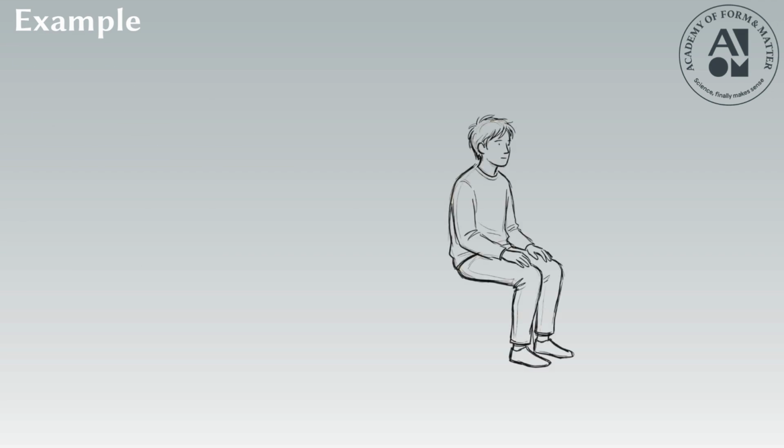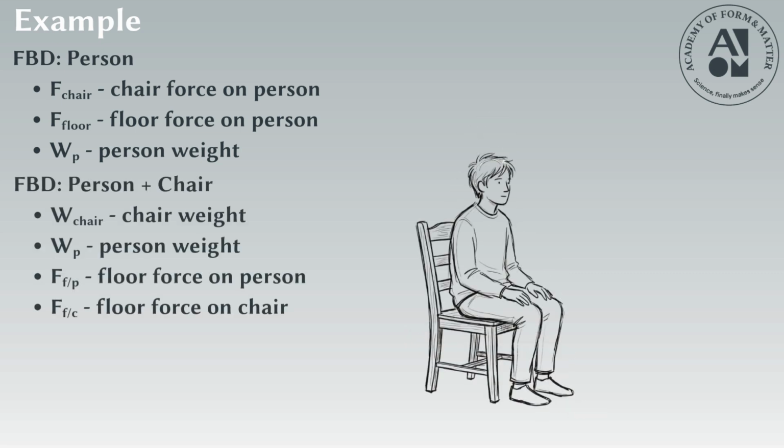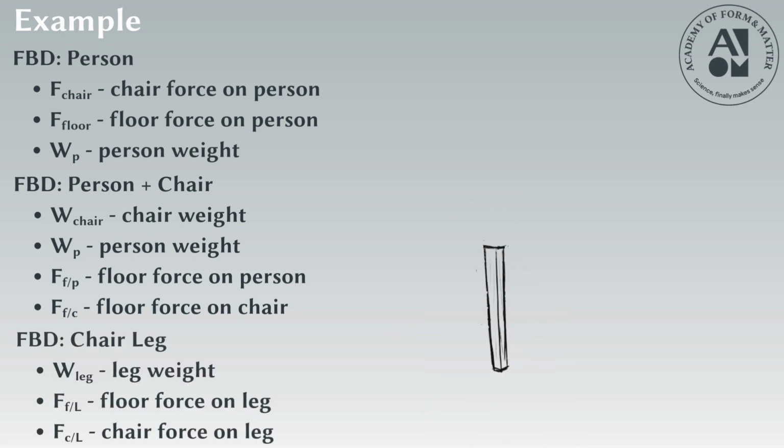Let's use this idea. First, take only the person. The chair pushes up. The floor pushes up also. Weight pulls down. Now expand the system. Take the person and the chair together. Now the force between them disappears. And we are left with the weight of the person plus the weight of the chair downward and the floor reaction upward. Now isolate just the leg of the chair. The forces acting on it are its own weight, the force from the floor, and the forces from the rest of the chair.